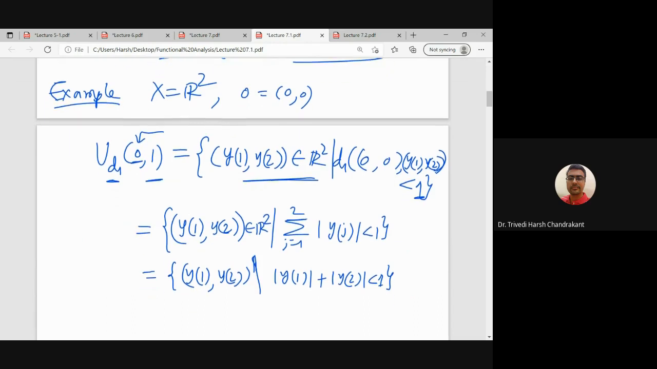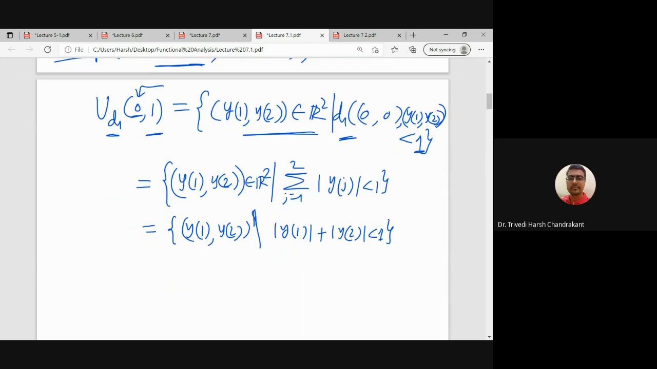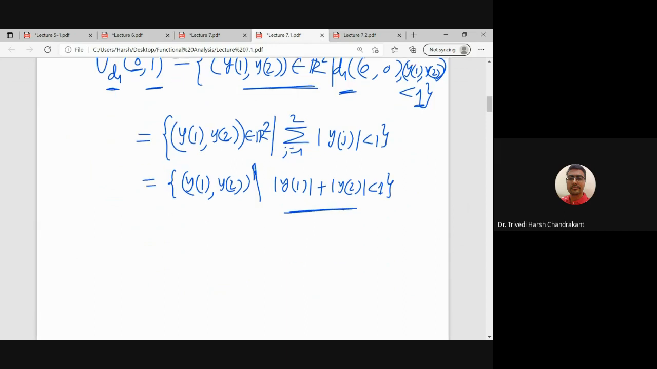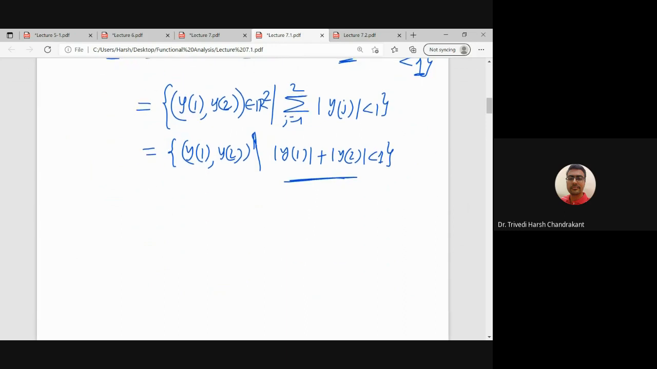So we are taking xy plane, but metric we are not taking Euclidean metric. We are taking first metric, right? So therefore we are getting this set. So now this is the first matrix. Let us find out the second matrix, which we already know.